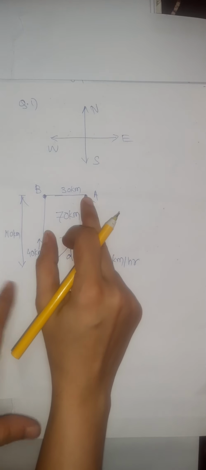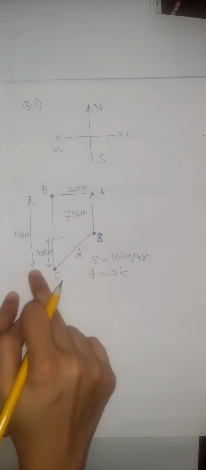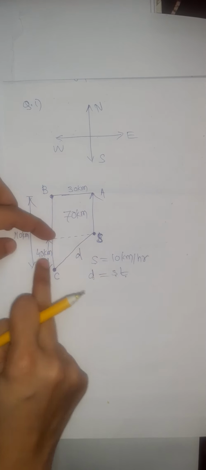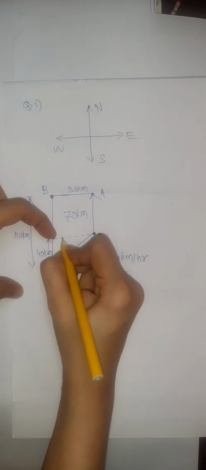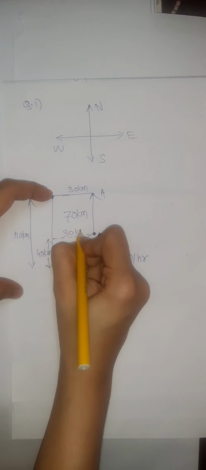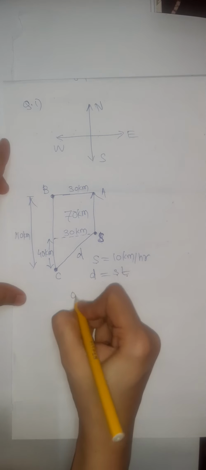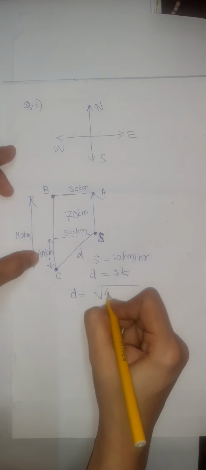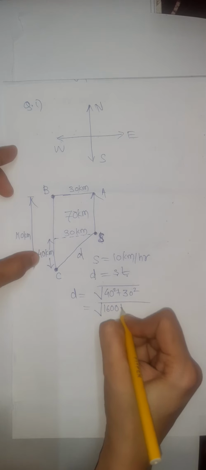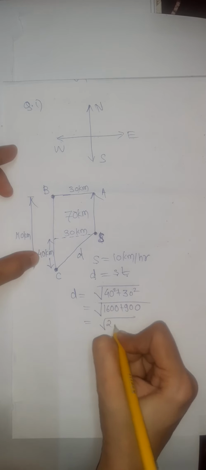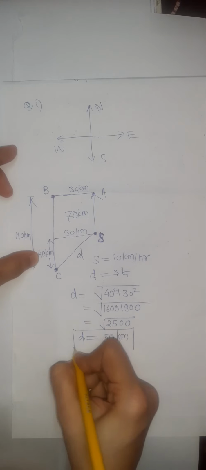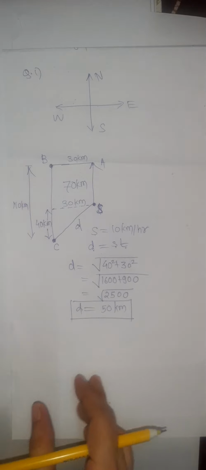So this is 70 km, this is 30 km, this is 110 kilometers. Up to this it is 70 km, so the remaining distance is 40 kilometers. And by Pythagoras theorem we can find this distance D, this 30 km, this is also 30 km. By Pythagoras theorem D is equal to under root of 40 square plus 30 square, that is 1600 plus 900, nothing but 2500, that is 50 kilometers. Here distance is given in kilometers, so we will write D is equal to 50 kilometer.